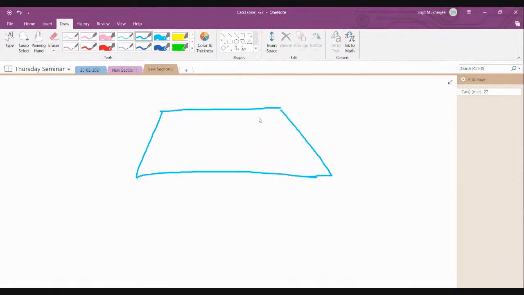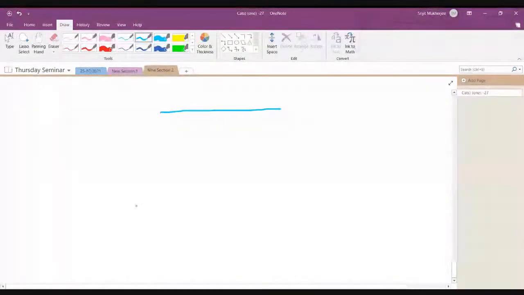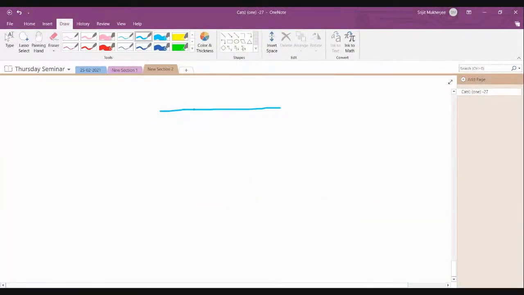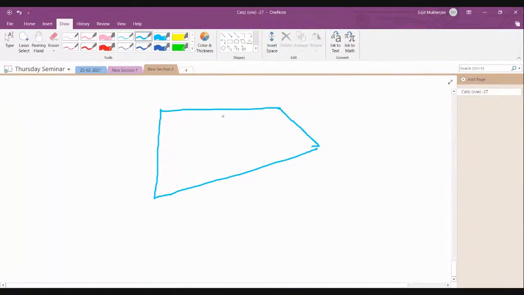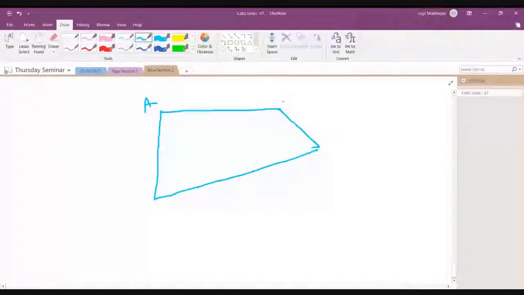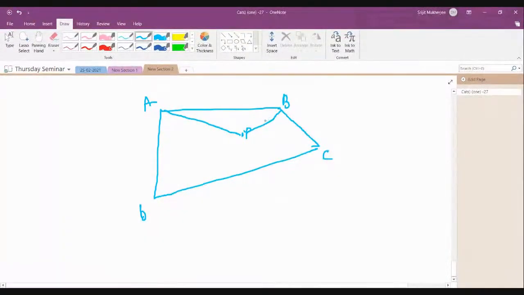Okay, so let's take a general quadrilateral. Let's say this is A, B, C, D. So we are trying to find a point P such that all these are equal areas. All of them are of equal areas.